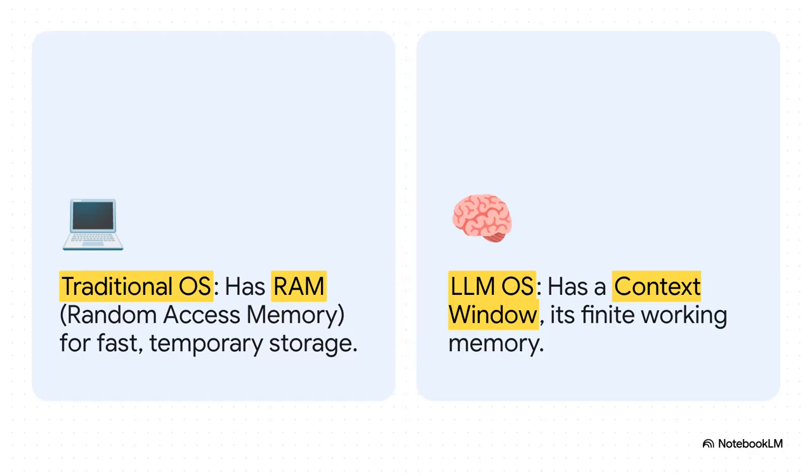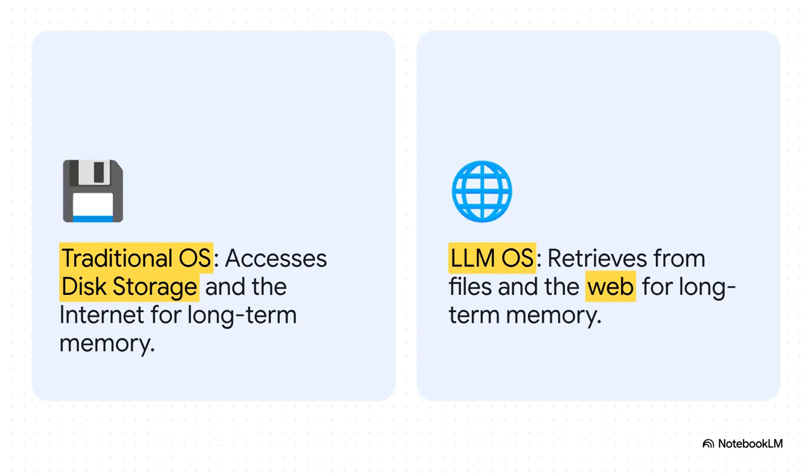And the parallels are just uncanny. Look, every OS needs working memory, right? A traditional OS has RAM. The LLM OS has its context window. That's the limited space it has to hold things in its attention while it's working on a problem. What about long-term memory? Your computer has a hard drive. The LLM OS? It uses its tools to go out and retrieve information from files, databases, or just the web. It's the same memory hierarchy we've always had, just with a new twist.